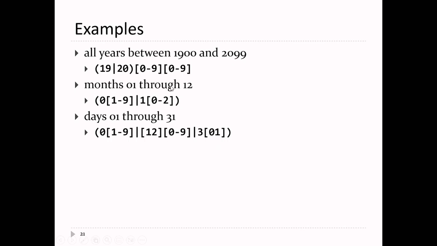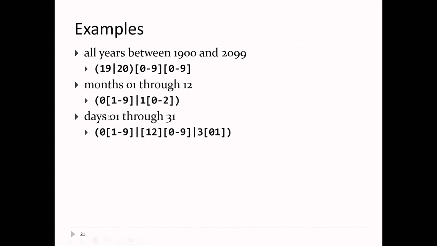If you want the months between 01 and 12, this one's fun. I've got a bar here, so there's a regular expression in front and a regular expression in the back. The one in the back is 10, 11, or 12. The one in front is 01, 02, 03, 04, up to 09. So the part in front of the bar is months 01 through 09. After the bar, months 10 through 12.